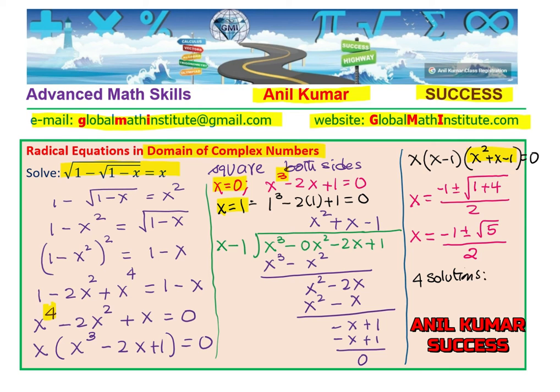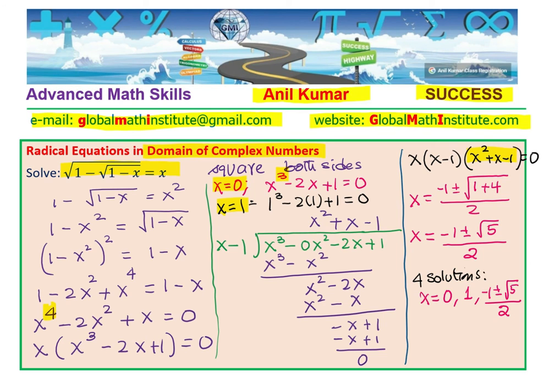We can now summarize that we have four solutions, and these solutions are x equals 0, and then we have x equals 1, and we also have x equals minus 1 plus or minus square root of 5, over 2. Makes sense? So these are the four solutions for the equation we began with. I hope you understand how we solve such questions.